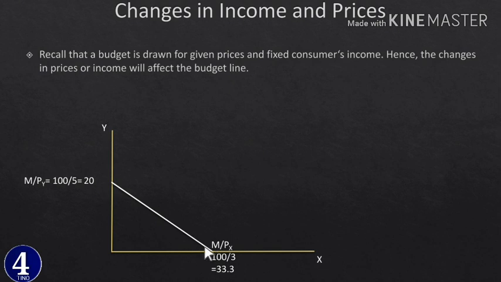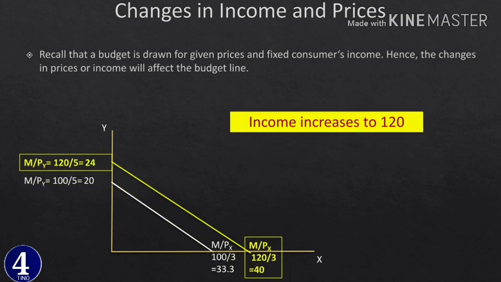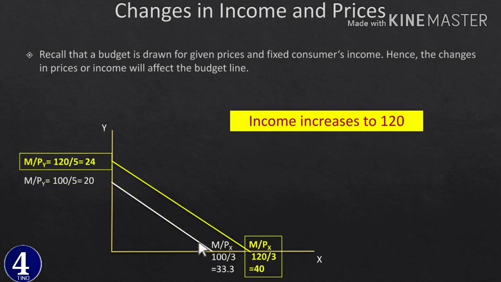Now the question is, let us see what happens to our budget line when income increases. For example, let's take an example of an income increment to 120.